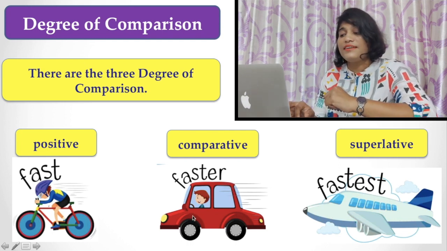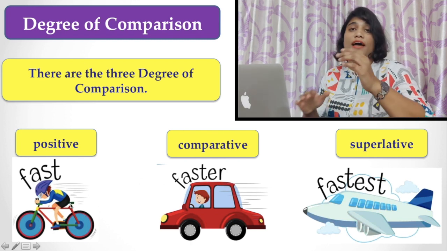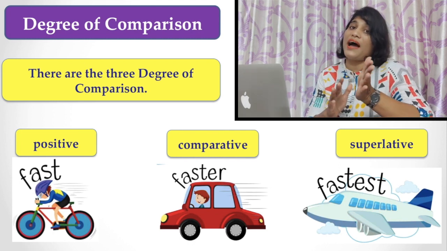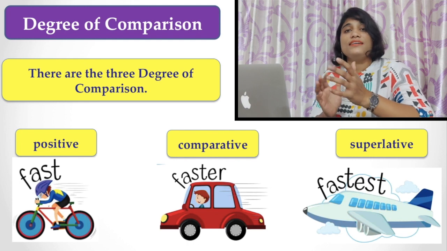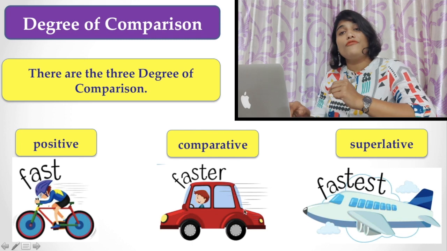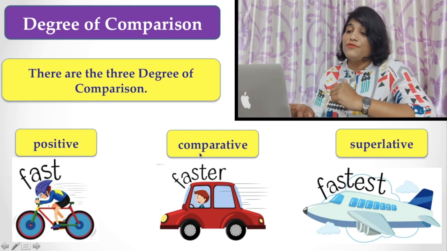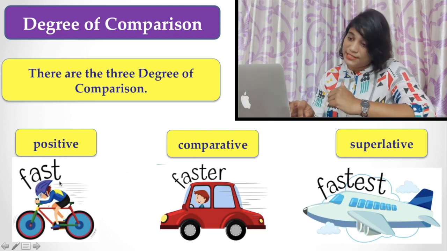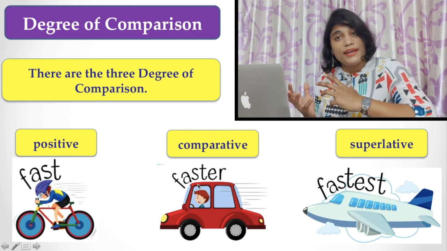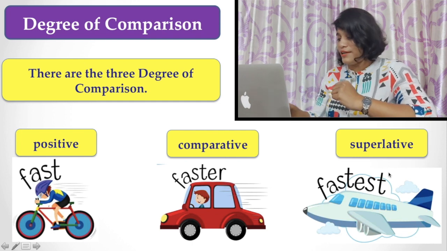Here, in respect to the bike, the car is faster. While you compare a bike and a car, you find the bike is fast, but the car is faster. But while you compare the bike and car with the plane, the plane is fastest. So here you find fast is the positive degree, faster is the form in comparative degree, and fastest is the form in the superlative degree.